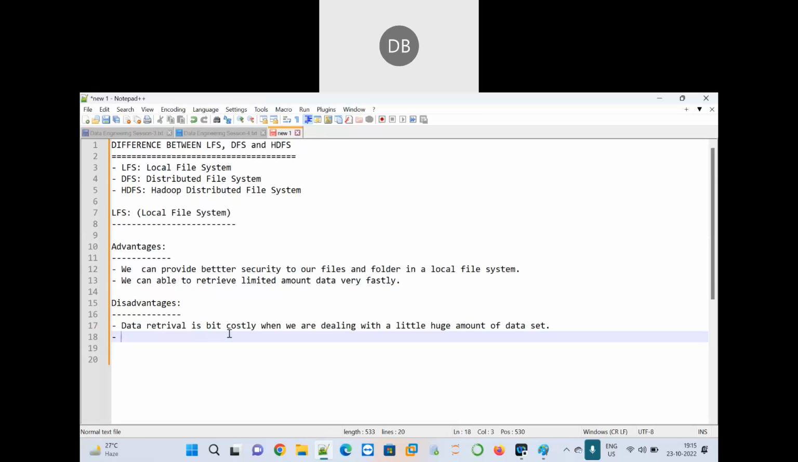Okay. The next is, we can store only a limited amount of data. That is, the size of data we can store is up to the hard disk capacity. Correct?